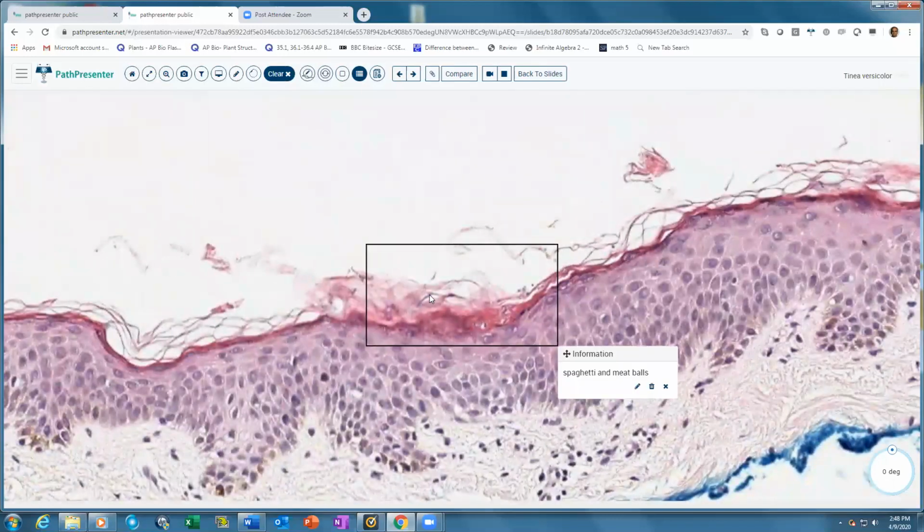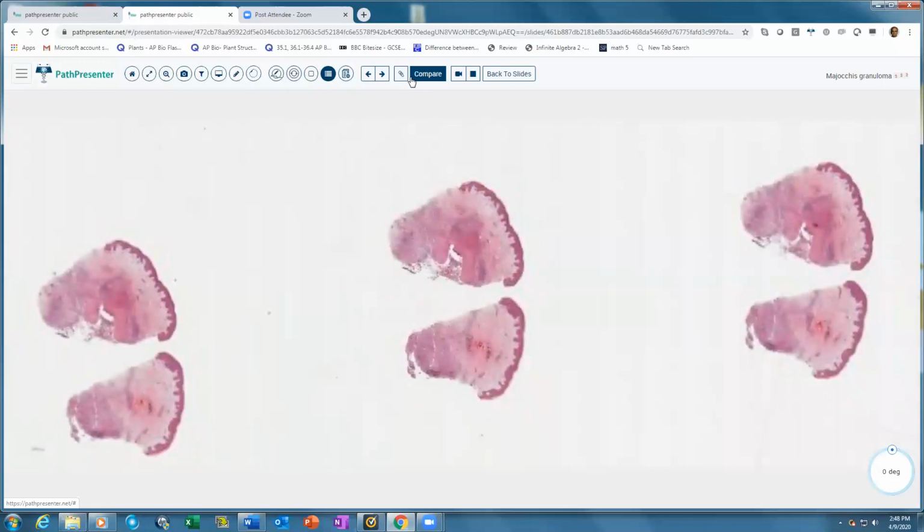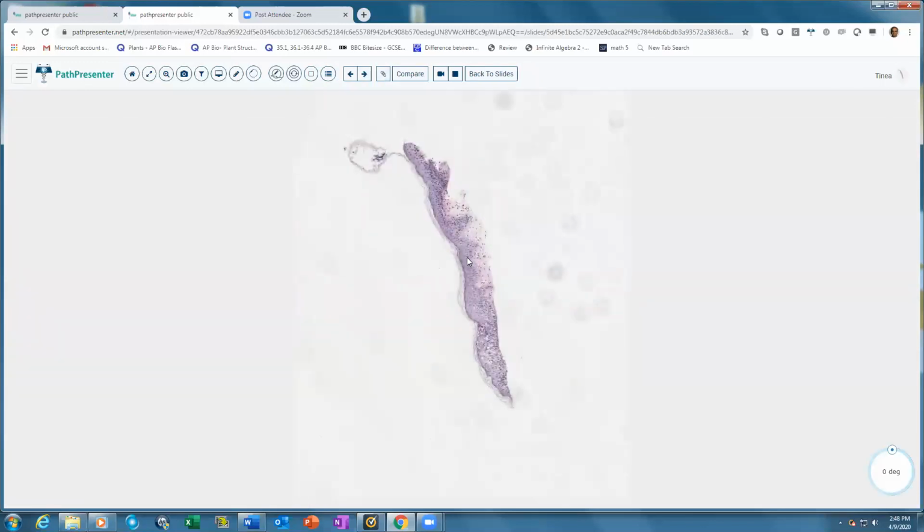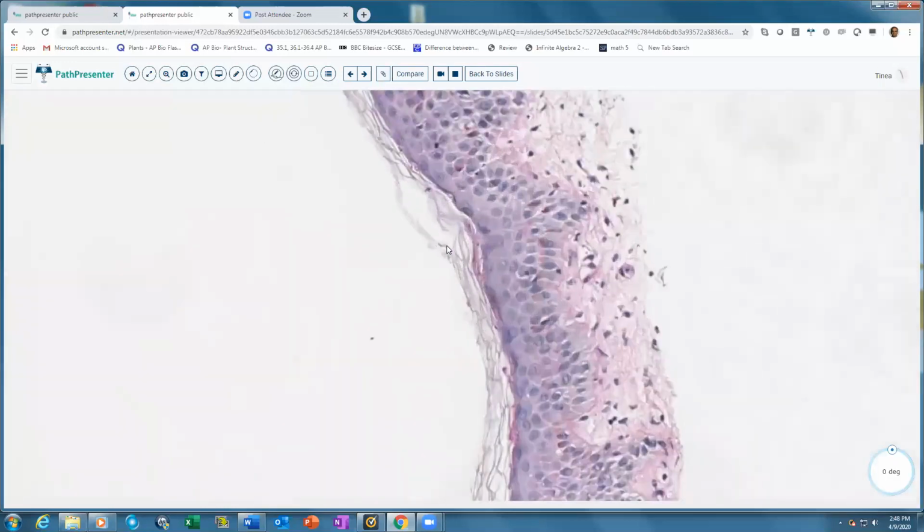So here you can see the hyphae, which are known as the spaghetti, and then the small round balls that you see are the meatballs. The spaghetti and meatball appearance is very classic for Tinea versicolor, which is usually also seen on the H&E stains. So you do not need the PAS stain, but if you do a PAS stain, you're going to see them much more easily.